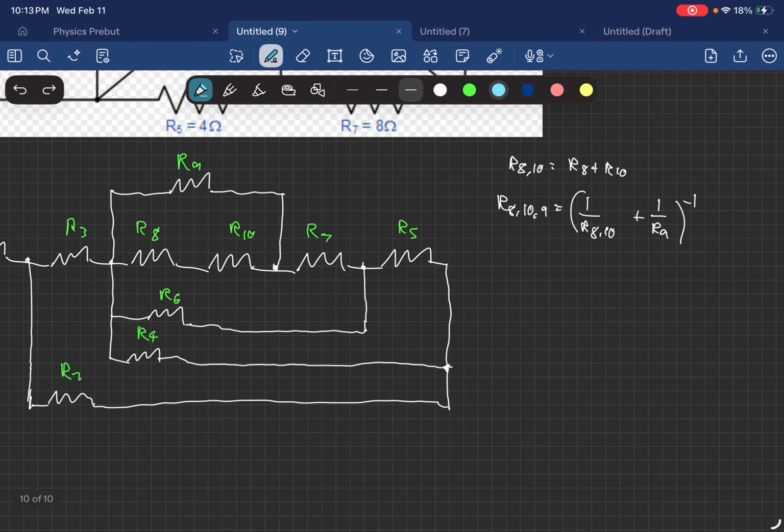So you can rewrite this. This whole part, because we have this whole part now, is in series with R7. You can just look at it. So we have here R8,10,9,7.